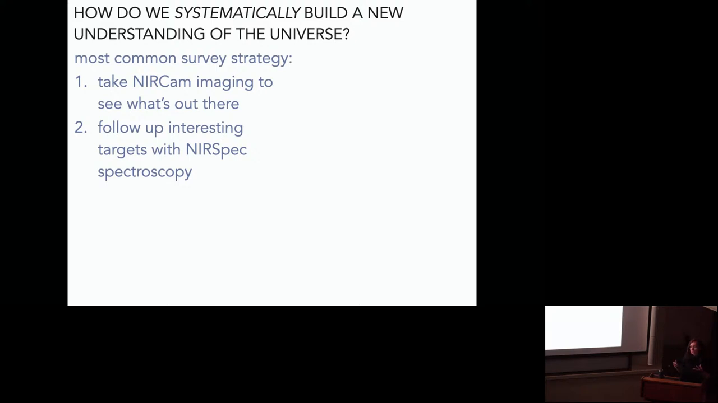And the reason that people do this mostly is that this NIRCam imaging lets you do a lot of statistics. You're getting, I think, something like 10,000 objects per NIRCam pointing, depending on exactly what you're looking at and to what depth. And then you're following something like 100 objects at a time with NIRSpec, where you're getting a lot more detailed information, but a much smaller number of galaxies.